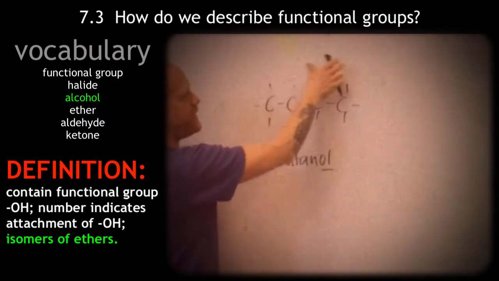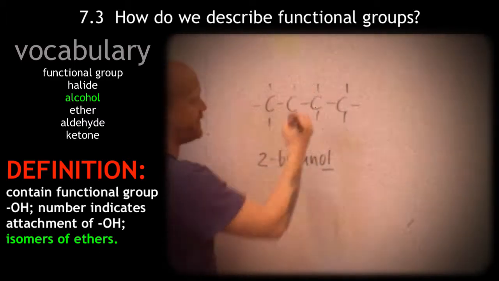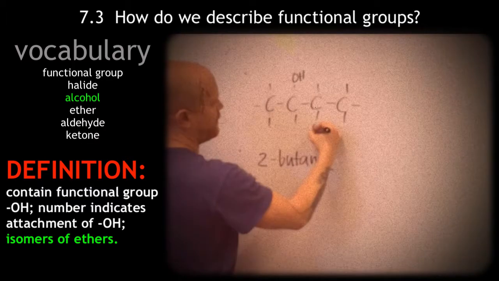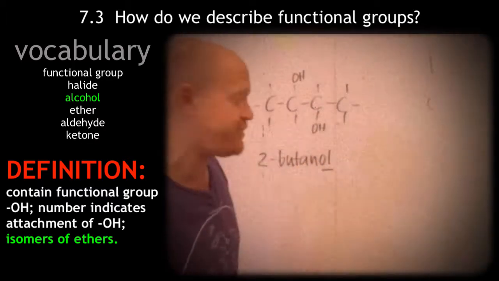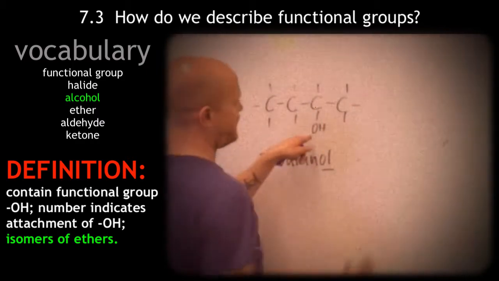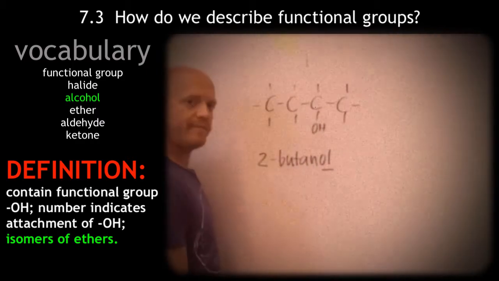You will never experience one where you're going to have it in 2 different locations. You're not going to have 2 here, or 1 here, 1 here. There is a name for this, but you don't have to know this in high school chemistry. So again, this one right here would also be 2-butanol.